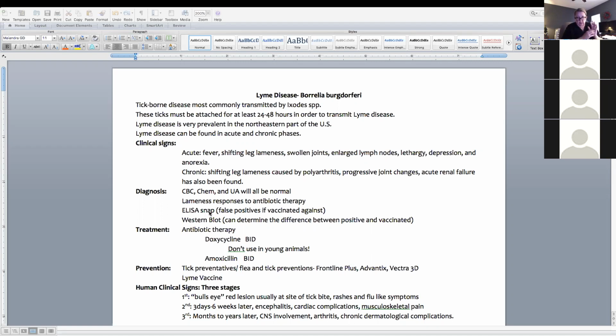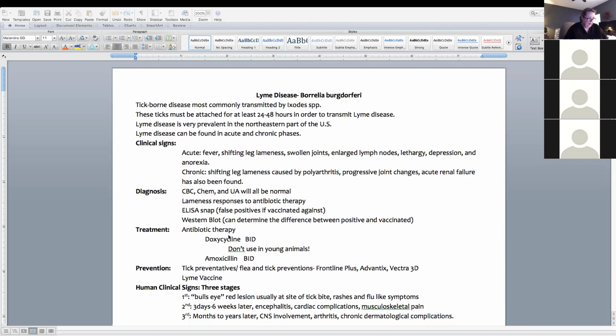test, which is the immunofluorescent assay test, can be positive if they've been vaccinated. So the Western blot is the test that can differentiate: are they vaccinated, are they not? And these are usually sent to the lab, so you're not maybe going to get instant results, but in a dog that's vaccinated, and vaccines aren't 100%, you would want to maybe do that more advanced test.